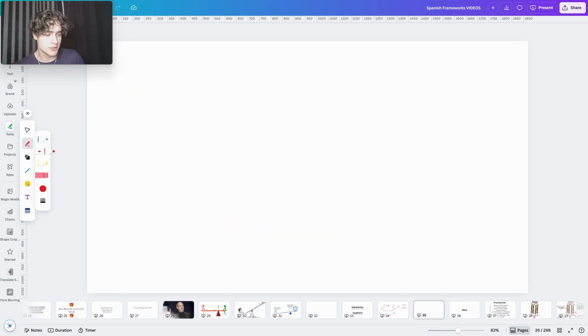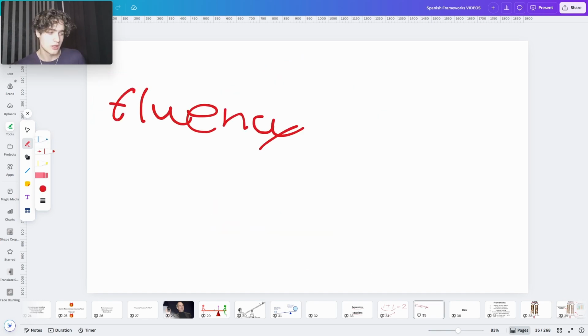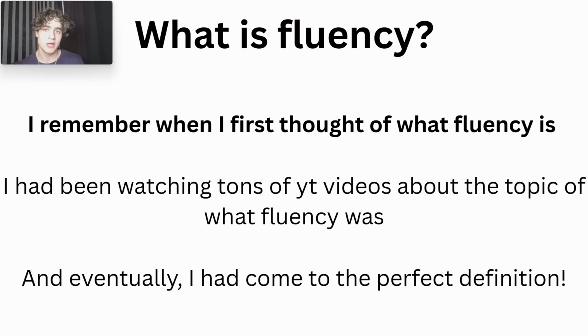So instead of the gym, let's have fluency here. And so now the question becomes, what is fluency? So I remember when I first thought of what fluency is, I'd been watching tons of YouTube videos, and I was getting into that space of language learning, specifically in learning Spanish. And so even though fluency seems like it should have a direct definition, which the Oxford Dictionary, for example, does, it seemed kind of controversial online.